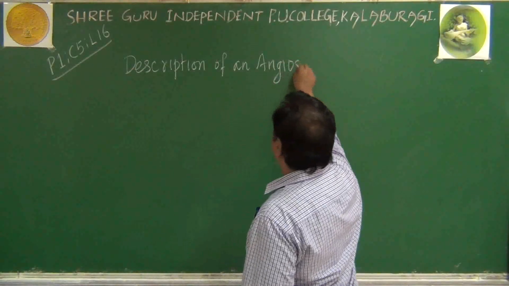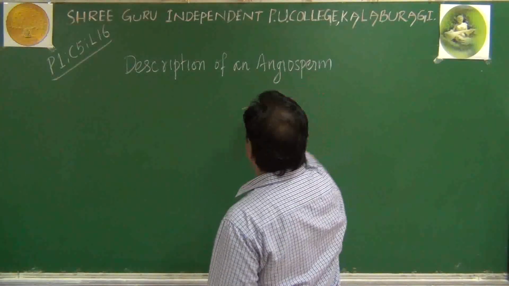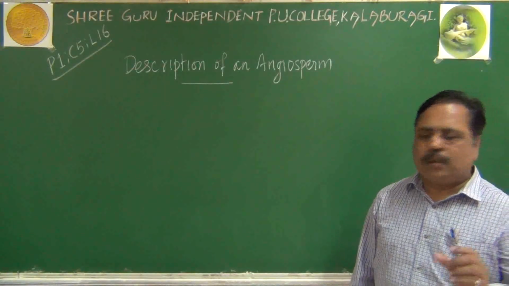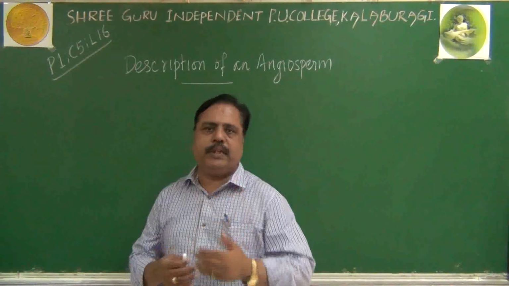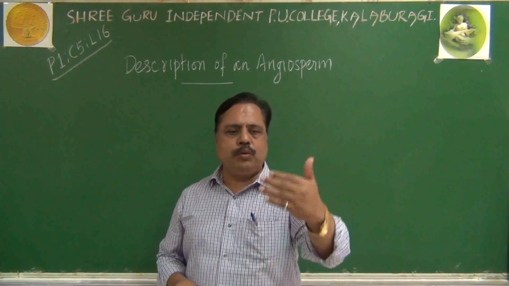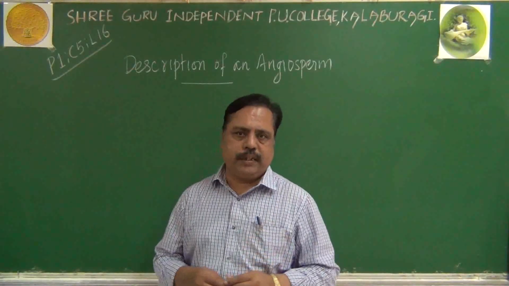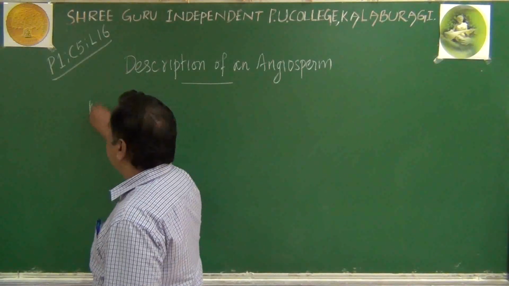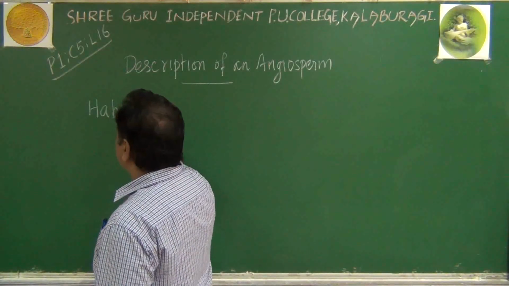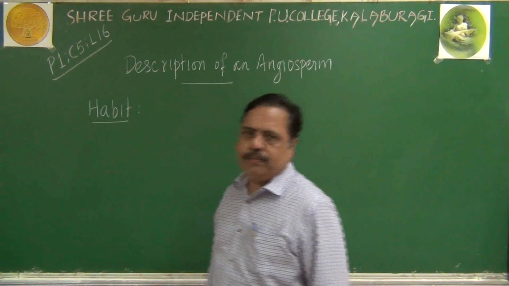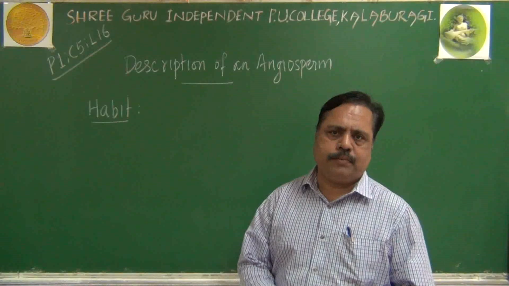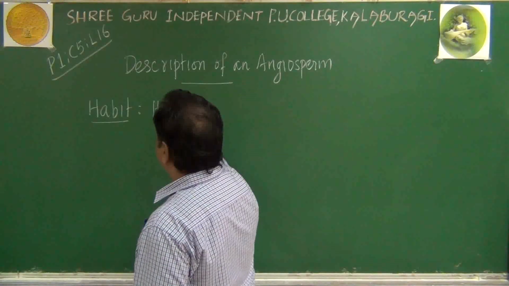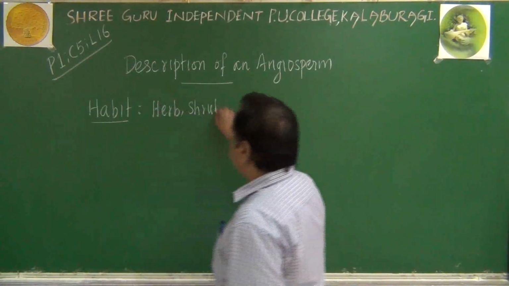An angiosperm refers to flowering plants here. So, about the flowering plant, how to describe it, we are going to see. Suppose you come across a new flowering plant, you have to write about its characters. Whenever we write the characters of an angiosperm, the first point we write is its habit. What is meant by habit? It is whether it is a herb or a shrub or a tree, like that we are going to write here.